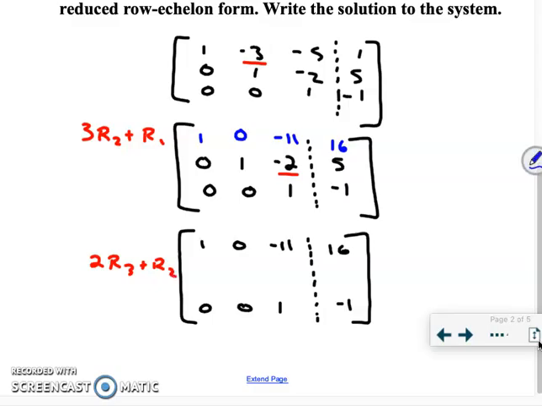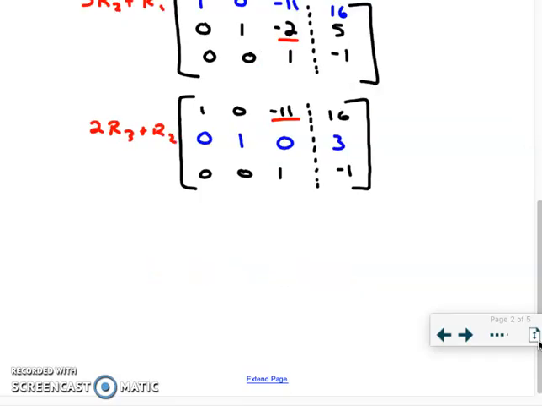So 2 times 0 is 0, plus 0 is still 0. 2 times 0 is 0, plus 1 is still 1. 2 times 1 is 2, plus -2 is 0. 2 times -1 is -2, plus 5 is 3. Getting closer. The last target that we have in order to be completely in reduced row echelon form is to look at our -11.